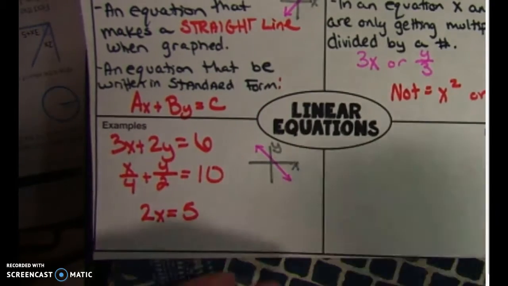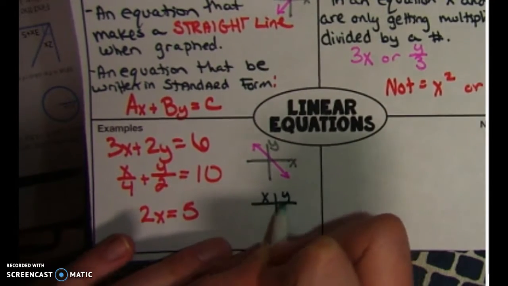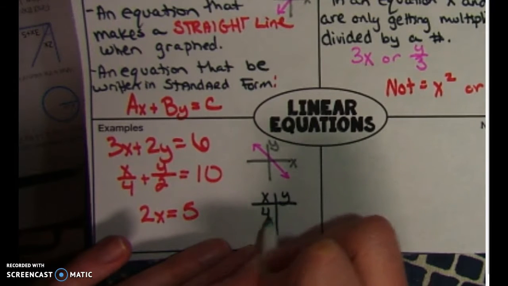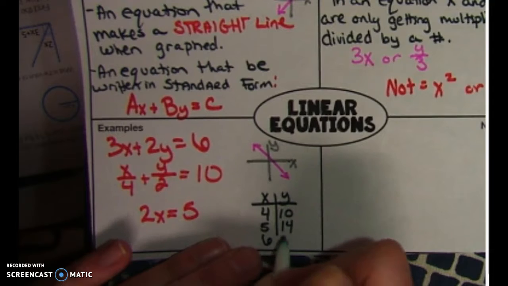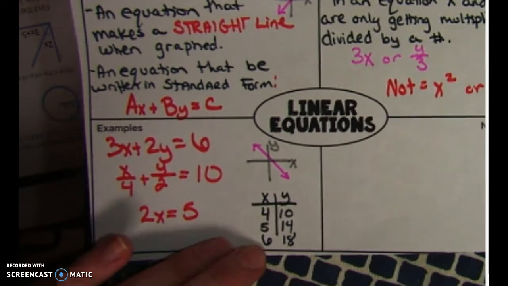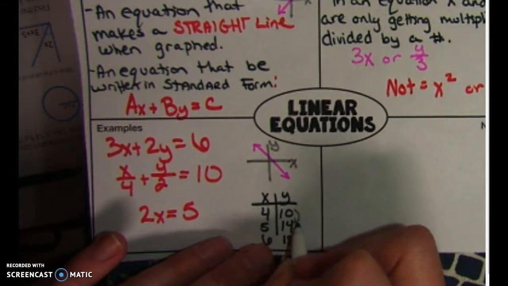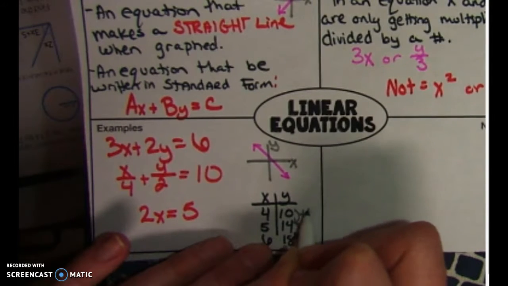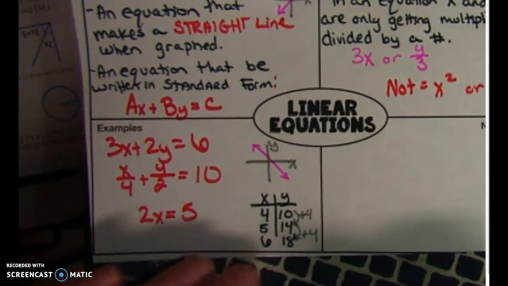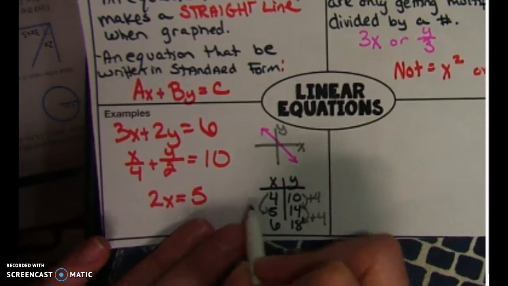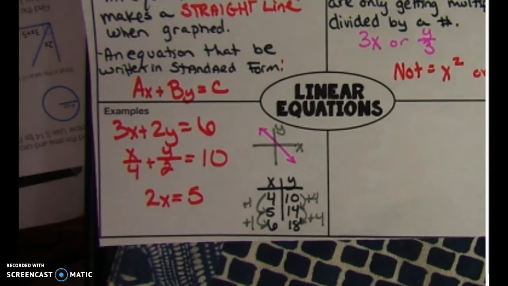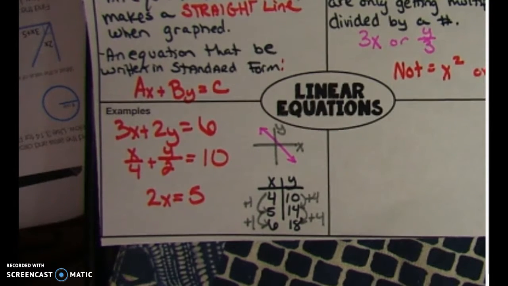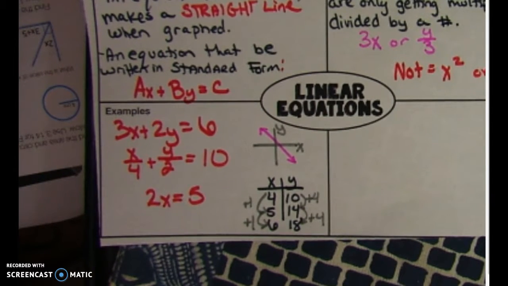In a table, so let's say we had x and y, and we had like 4, 10, 5, 14, 6, 18. In our table, I'm growing by 4 each time. And over here, I'm adding by 1 each time. Okay, so we have proportional. We're changing by the same amount. That would make a linear equation. Okay.